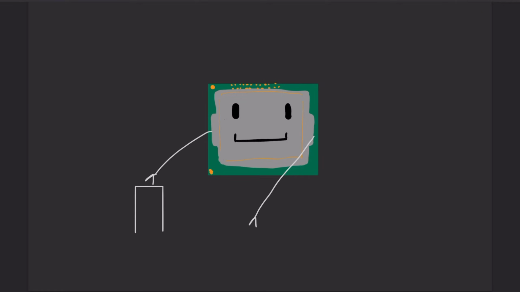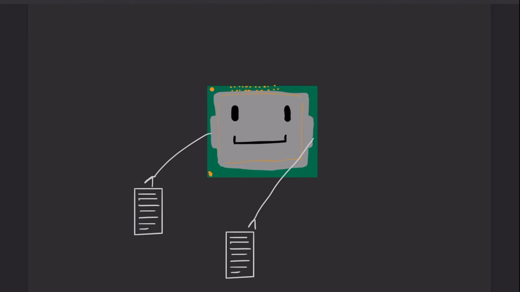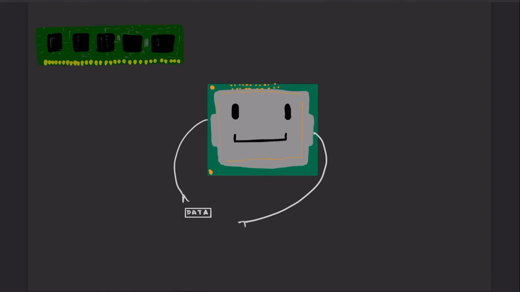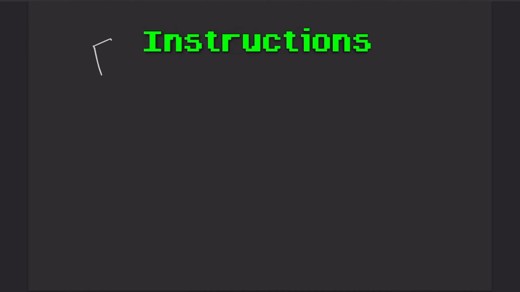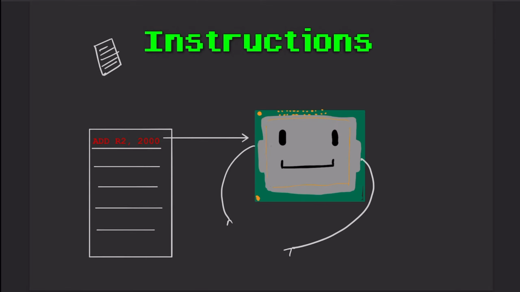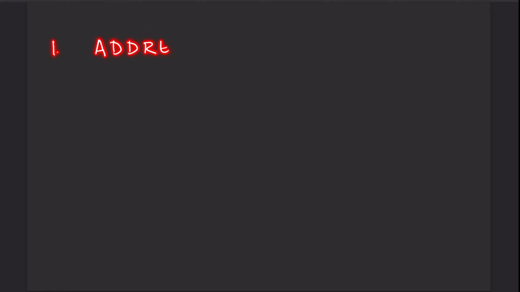The job of a processor is to execute a set of instructions using data stored in memory to perform a particular task. What are instructions? Instructions are a segment of code containing steps that need to be executed by the processor. It can be divided into three parts: addressing mode, the opcode, and the operand.